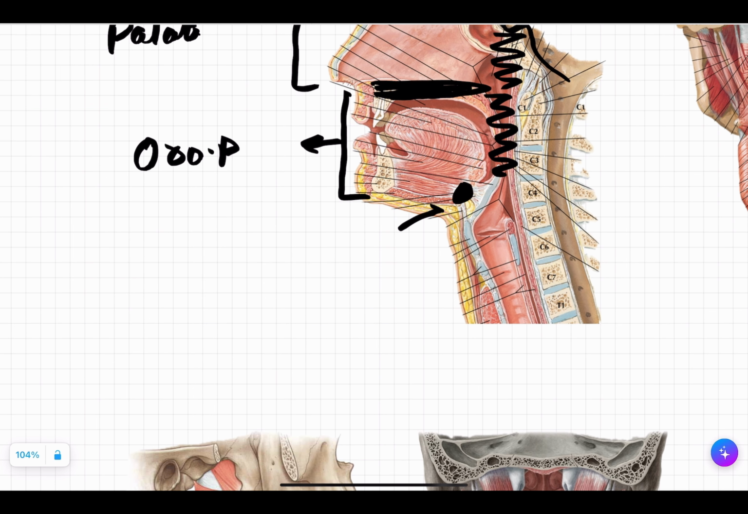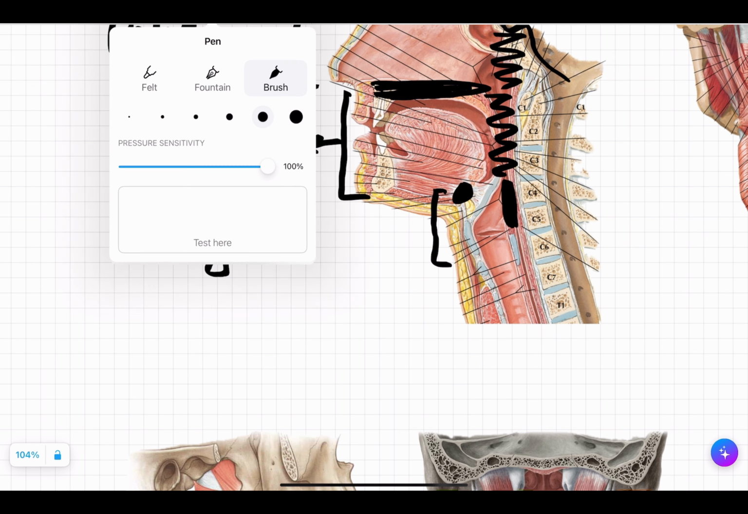Now, you see this hyoid bone, and you see this is your thyroid cartilage, and this is your cricoid cartilage, the cartilages of the larynx. So, this part that you see here, this one, this is your laryngopharynx. Laryngopharynx. So let's write it down.